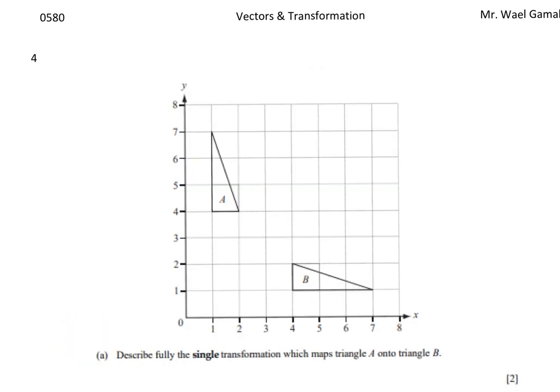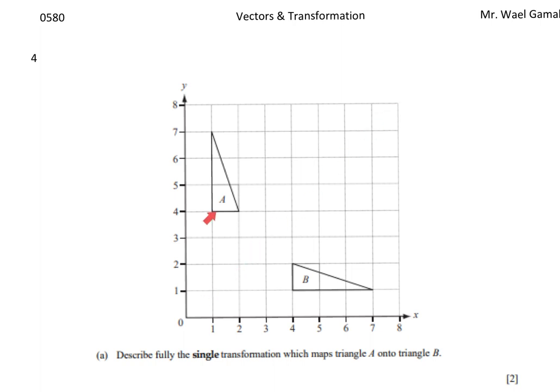Number 4. Which transformation maps A to B? Translation? Rotation? Reflection? Enlargement? Which one? Sir, it's reflection. Yes, this triangle is reflected. About which line, what is the mirror line? This is the mirror line. Yes, sir, y equals x.